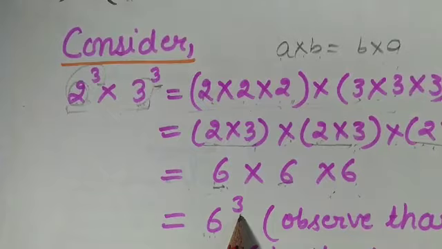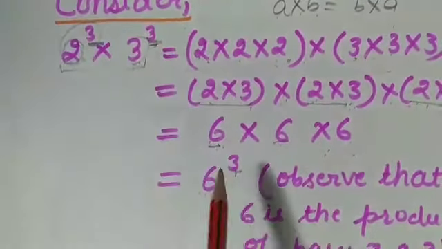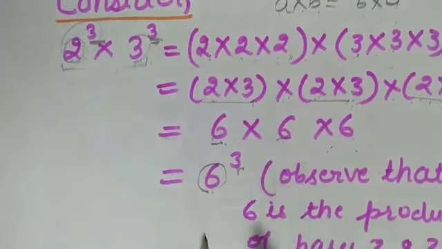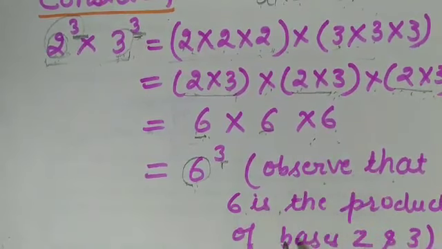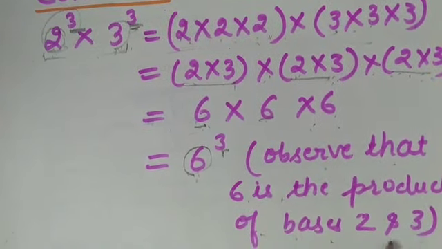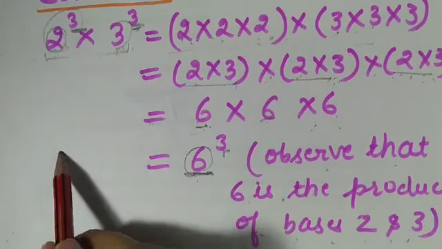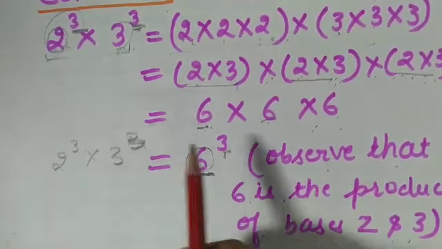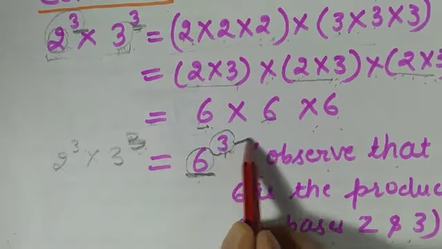What I am observing here is that the powers are the same, but the bases get multiplied. 2 into 3 is equal to 6. So what we have observed is that 6 is the product of the bases 2 and 3, and the power of this resultant is the same, only the bases get multiplied. This is the example.